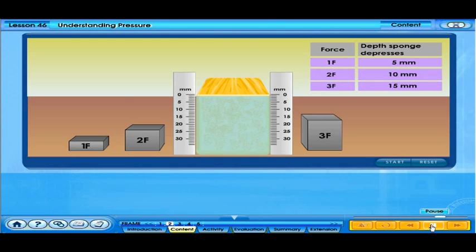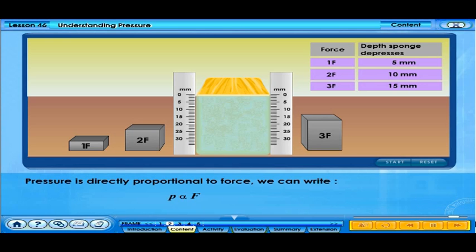From the observation, what can we say about the relationship between pressure and force? Pressure is directly proportional to force. We can write P is proportional to F.